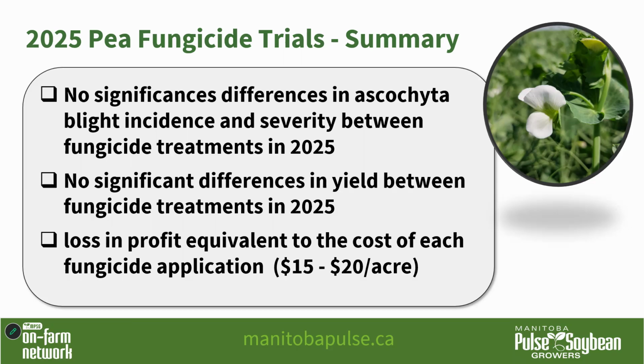So in summary, there were no Ascochyta blight incidence or severity differences between peas with a single or double fungicide application in 2025. And there were no significant yield differences either between treatments in 2025. So that's for the single versus none trials and the double versus single trial. As a result, each fungicide application resulted in a loss in profit equivalent to the cost of the product, which is about $15 to $20 per acre.